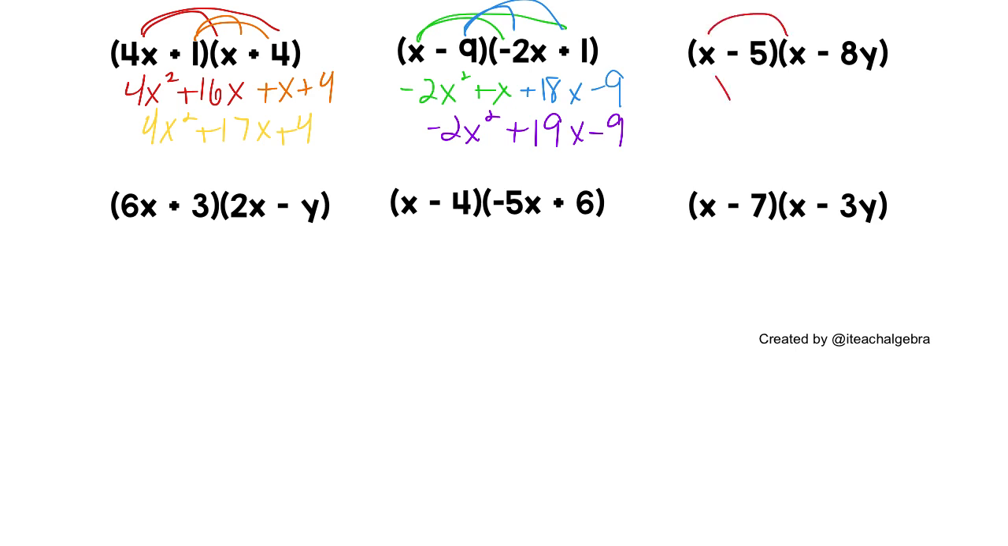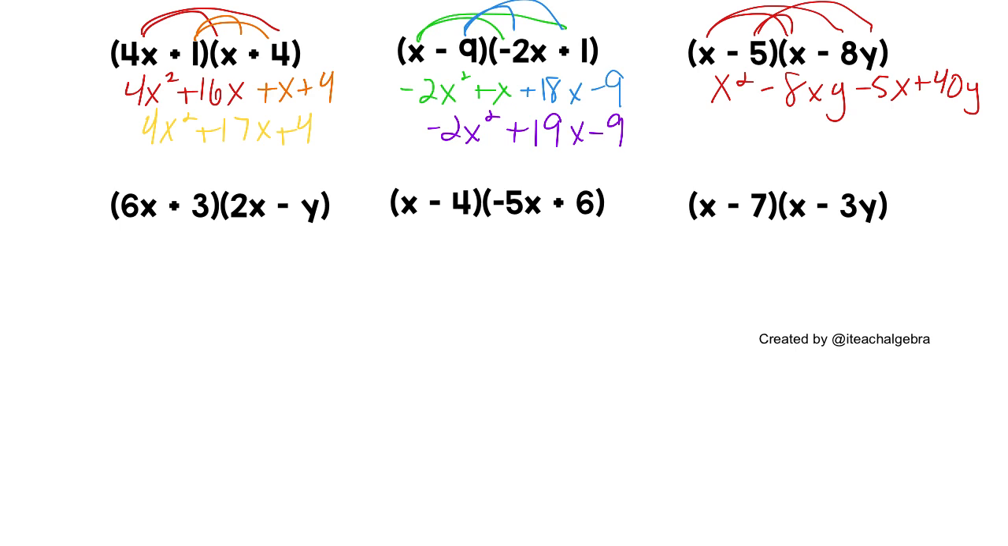Another one. X times x is x squared. X times negative 8y is minus 8xy. Two variables now. Negative 5 times x is minus 5x. Negative 5 times negative 8y is plus 40y. Remember now that we can only add terms together, combine like terms, when they're exactly the same. So there's nothing here we can simplify. This is the final answer.